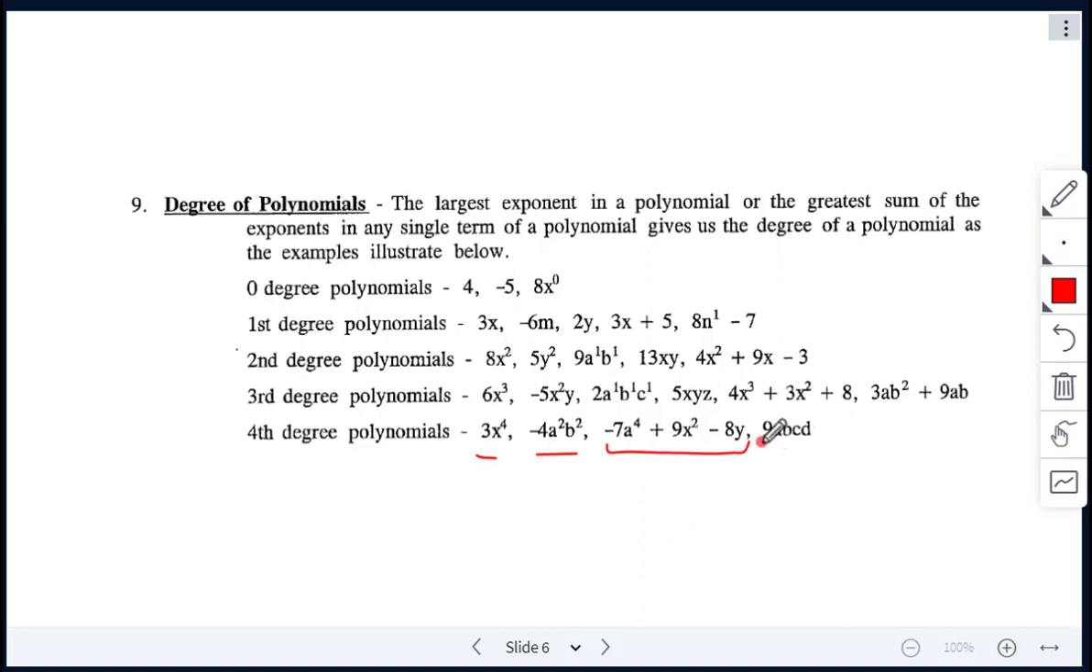And then here we have a term, 9abcd. So again, each of them have an exponent of 1, so you would add those together to make it a fourth degree polynomial.